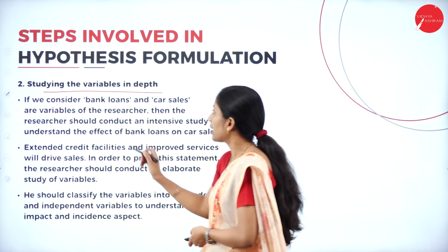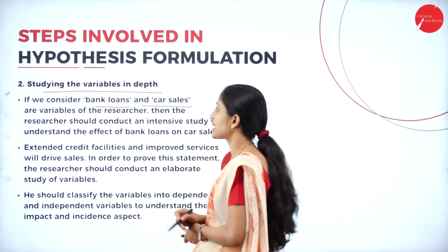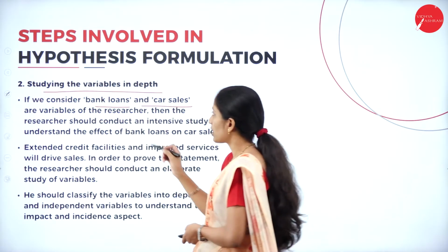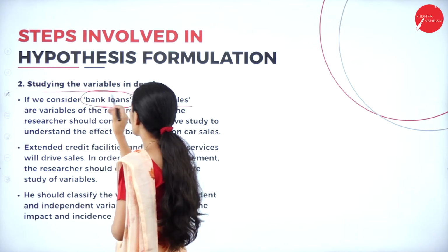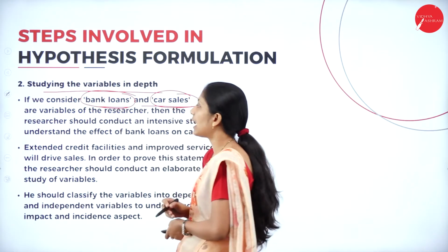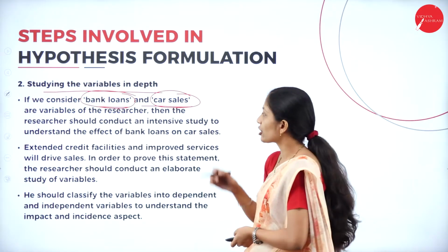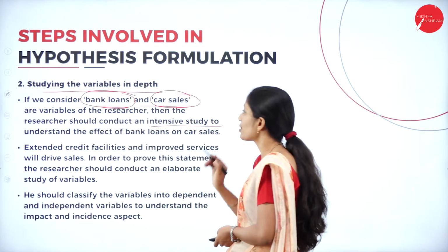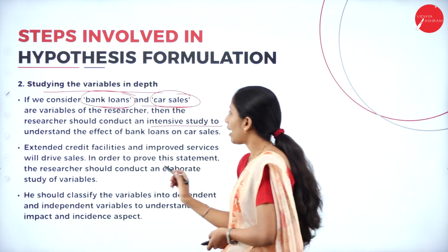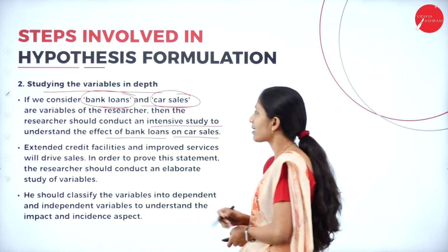So, if we consider bank loans and car sales as the variables, which are the two variables in this topic? Bank loan and car sales are the variables of the researcher. Then the researcher should conduct an intensive study to understand the effect of bank loan on car sales.